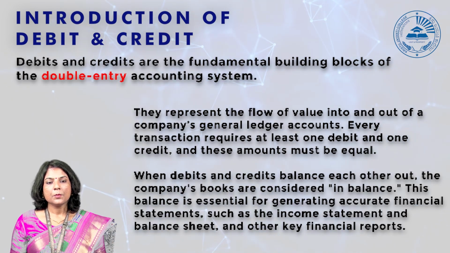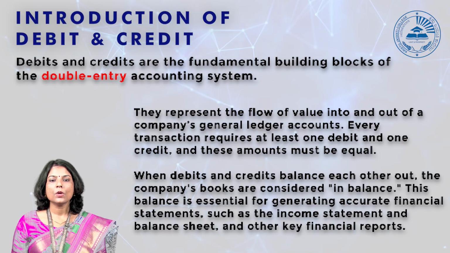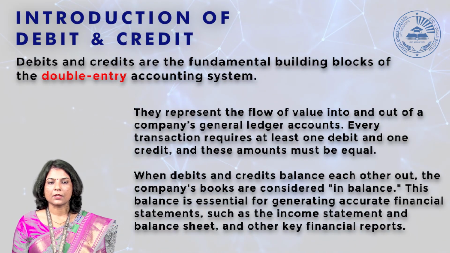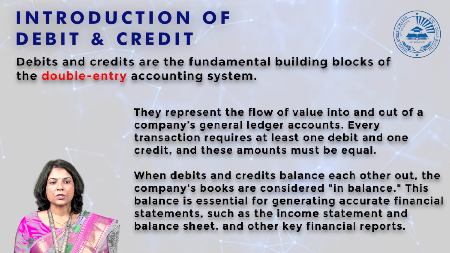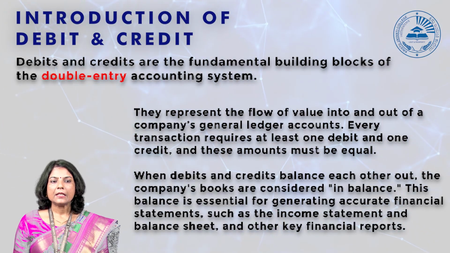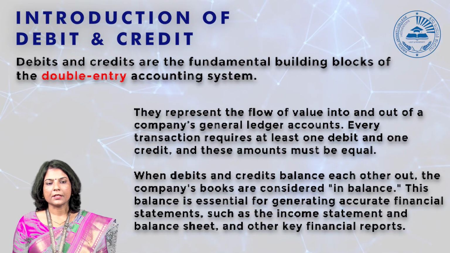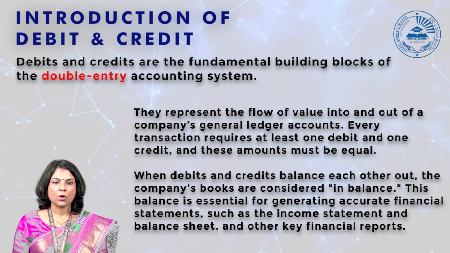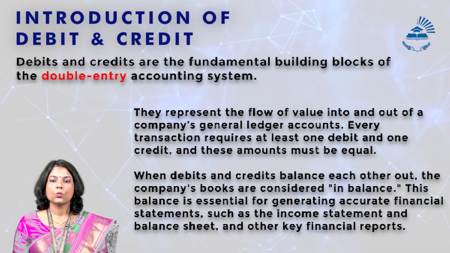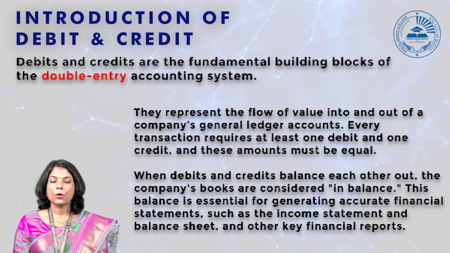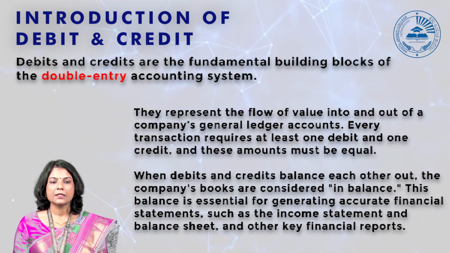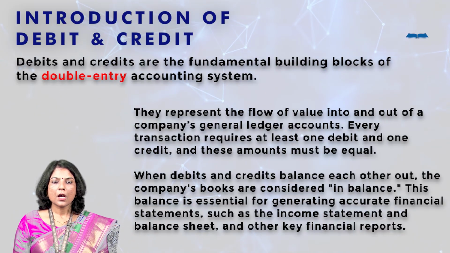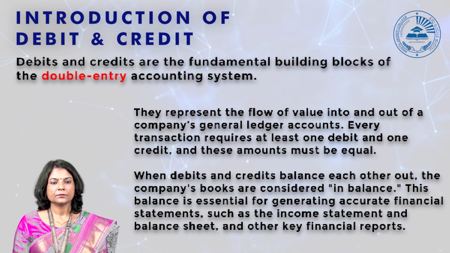Debit and credit represent the flow of value into and out of a company's general ledger accounts. How much money is coming in or going out, we pass this transaction in the ledger account and it is represented as debits and credits. Every transaction requires at least one debit and one credit entry, and those amounts must be equal. If 20,000 is coming into the business, we have to pass that 20,000 is going out from somewhere. So the amounts should be equal.